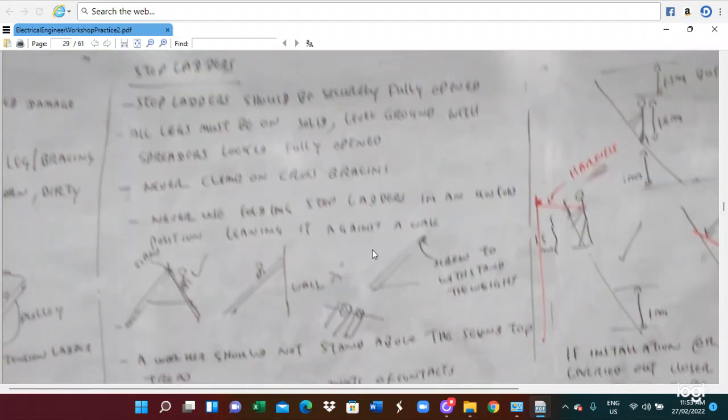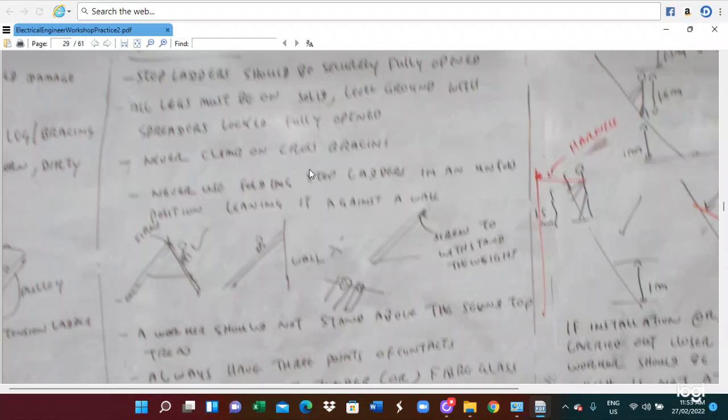Step ladders should be utilized fully open. The step ladder must be fully open, and spread on an even surface. You do not stand the ladder on an uneven surface; it must be an even surface, and the spread must be fully opened.